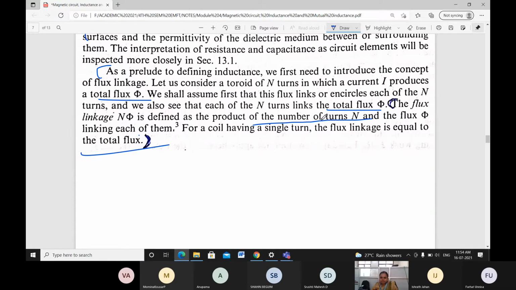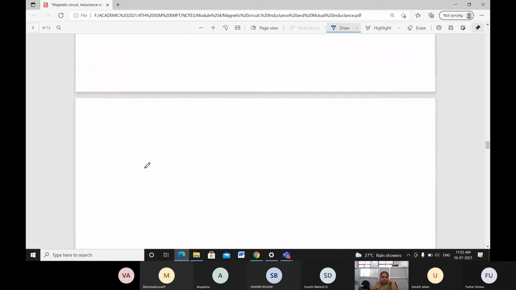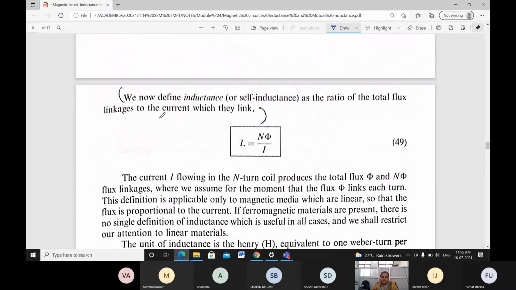Flux linkage is defined as the product of the number of turns with the flux, that is N psi, linking each of them. For a coil with only a single turn, the flux linkage is equal to the total flux only. Then we define inductance, or self-inductance, as the ratio of the total flux linkage to the current. Therefore, L is going to be N psi by I.